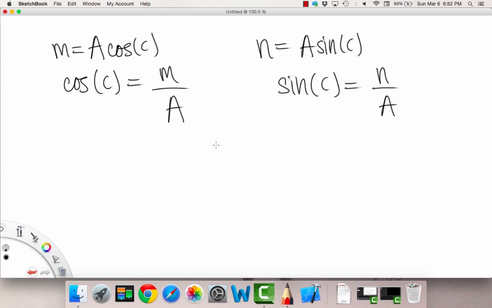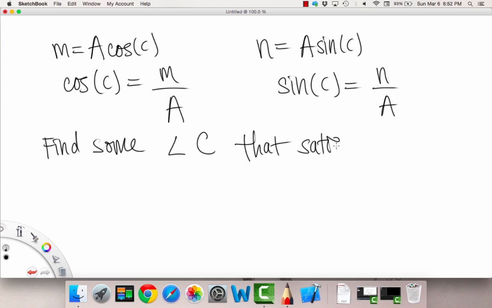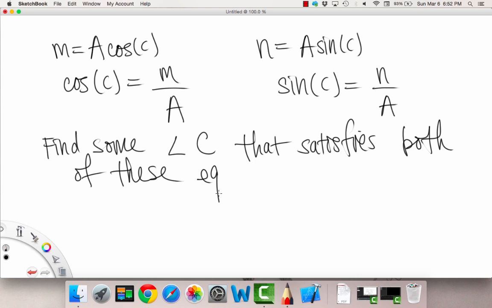So our goal for this one is just to find something that satisfies some angle c. So from here we just find some angle c that fits both of these equations at the same time. Okay? Alrighty, so that might have been a lot. So this is how you would solve for c, okay, after you figure out a. Alrighty, so let's try an example of this whole process.